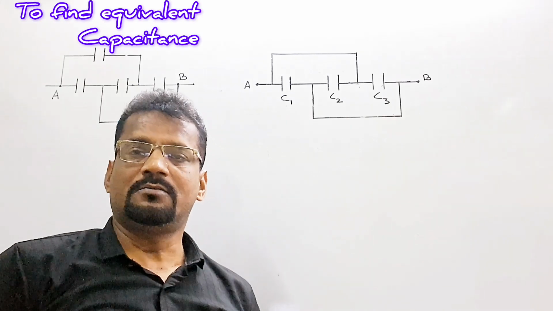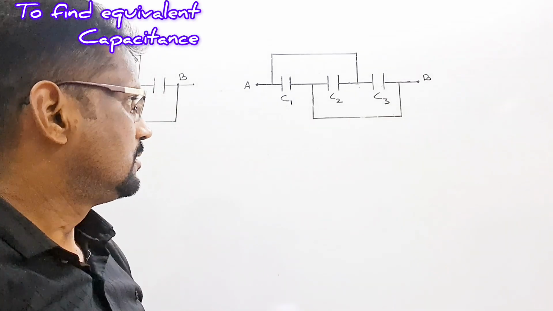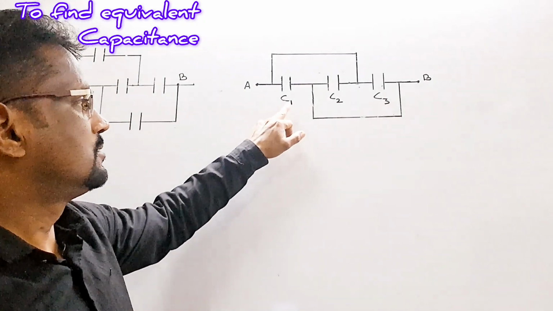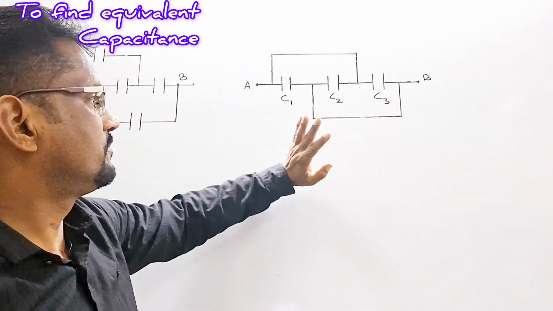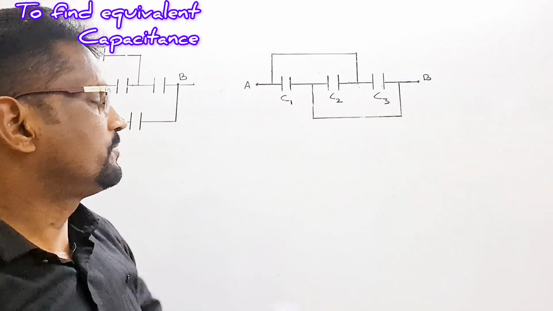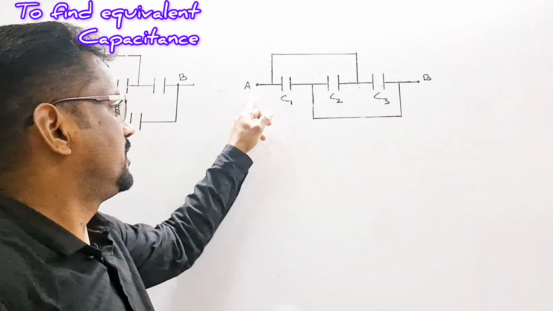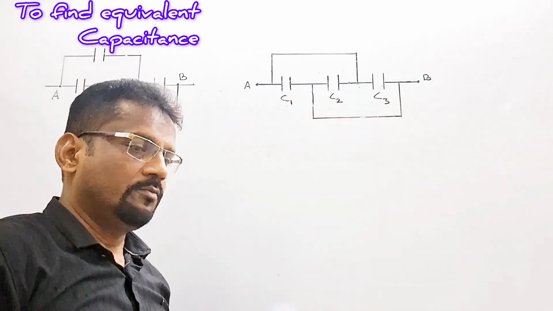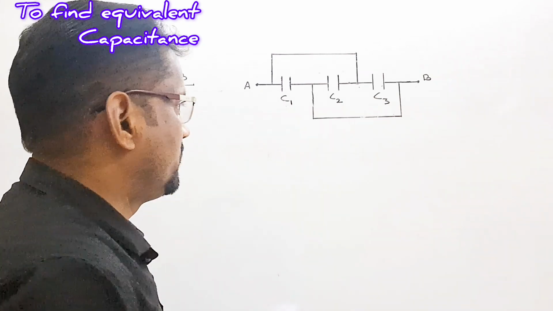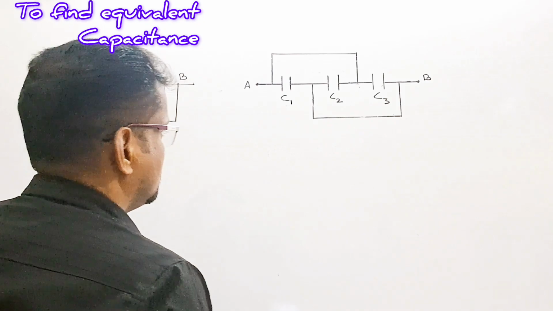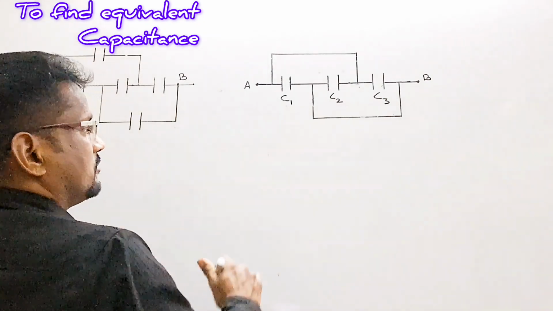We are to find out the equivalent capacitance. So the first question, let us take: three capacitors C1, C2, C3 are connected this way, and we are to calculate the equivalent capacitance between A and B. For that, at first you have to decide whether they are in series or in parallel connection. So two methods we are going to discuss.